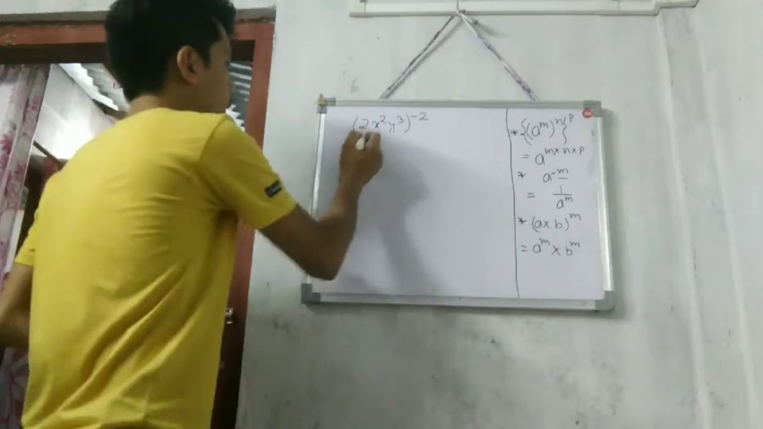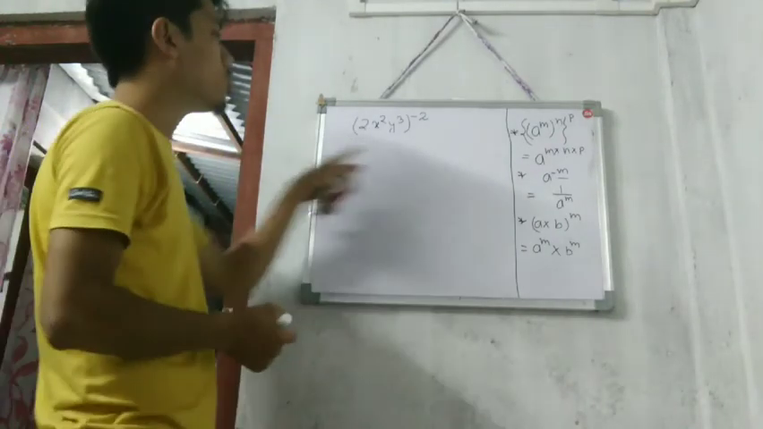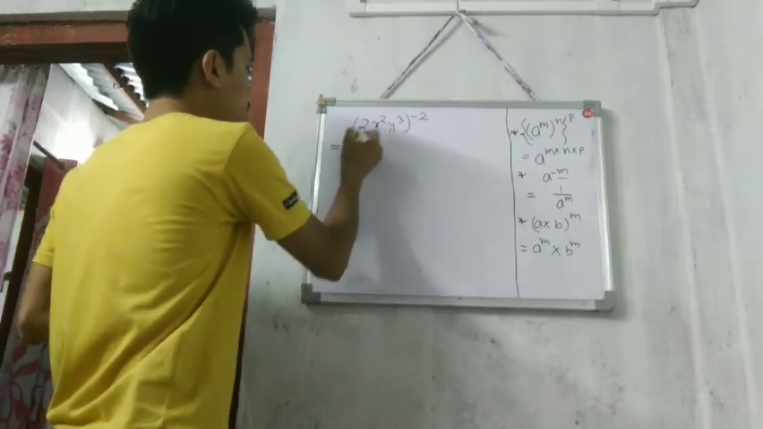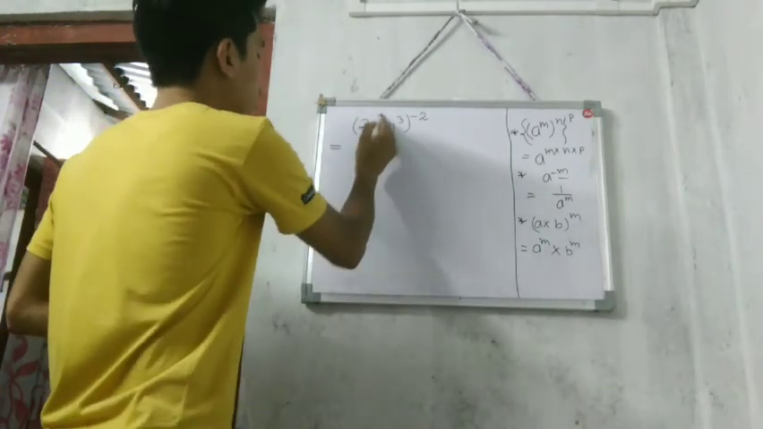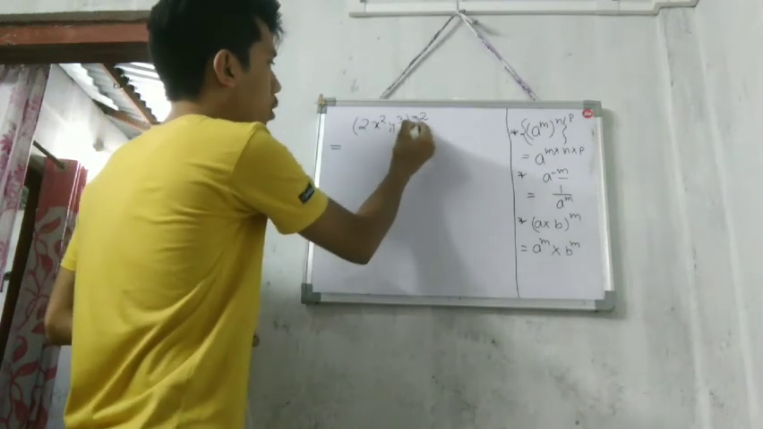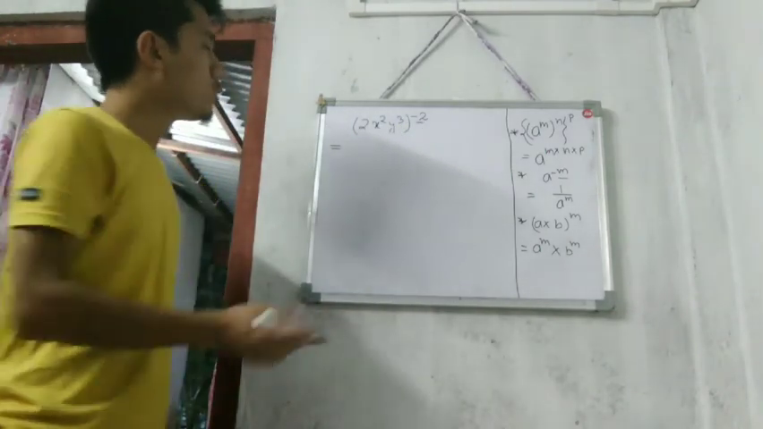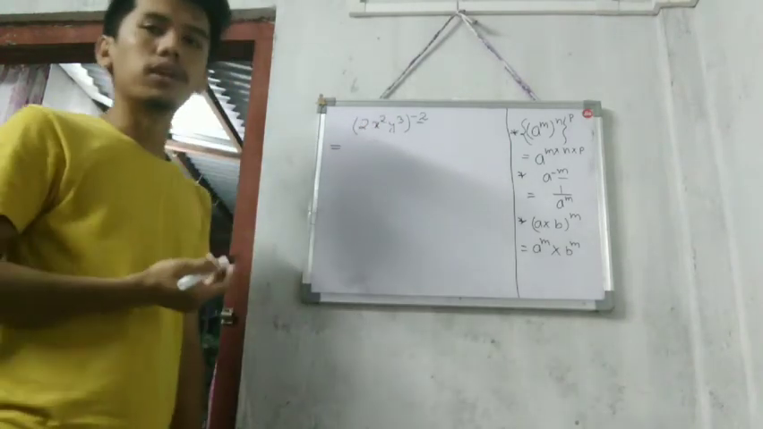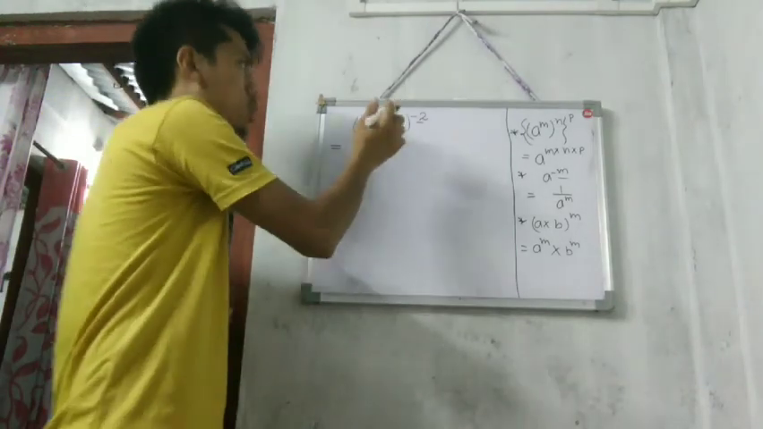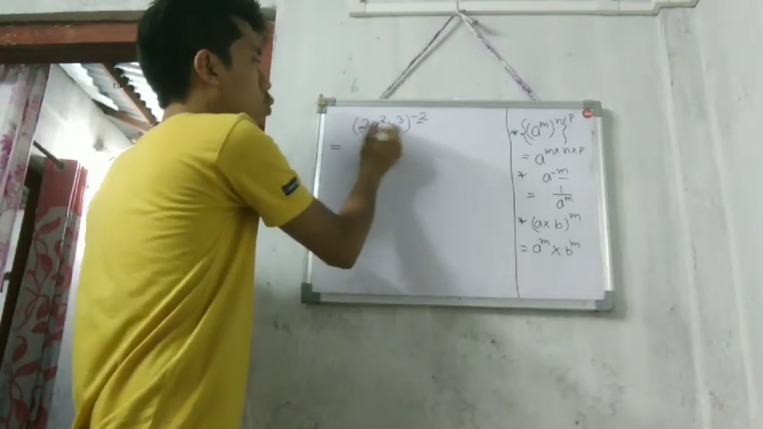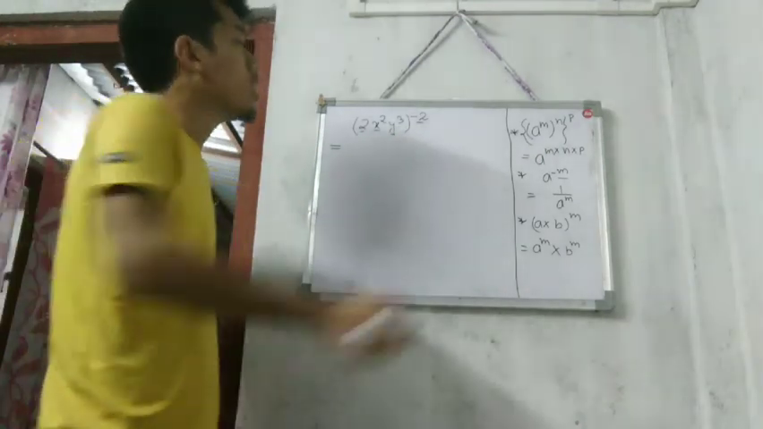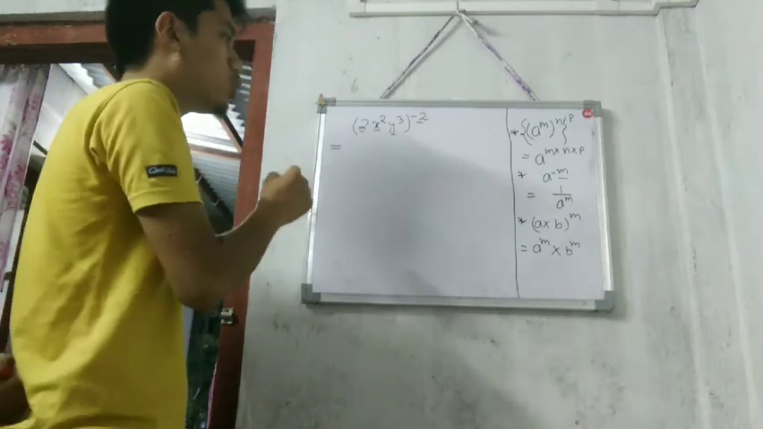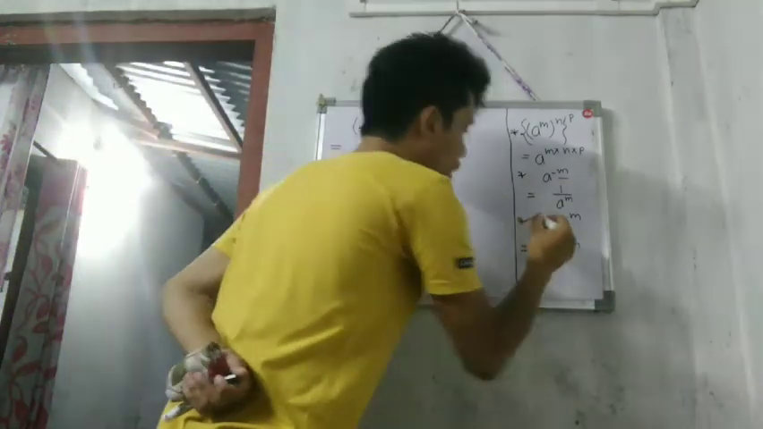So now I have taken one example here, and I'm going to use these formulas. See what the question is. The question is (2x squared y cube) whole to the power minus 2. As you can see, inside the bracket we have three different terms: 2, x squared and y cube. And the whole power is minus 2. So which formula do we have to use first? We have to use this formula first.